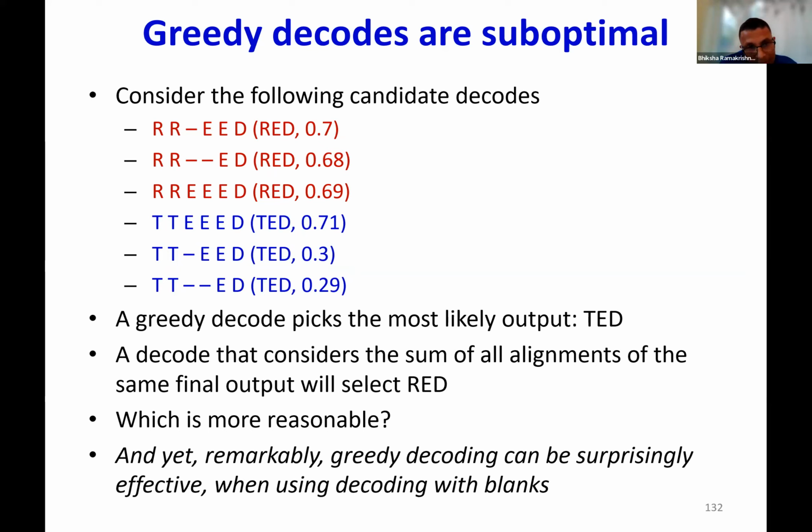We want to pick the symbol sequence whose total probability across all alignments is highest. Not merely the symbol sequence whose most likely alignment has the highest probability, but the symbol sequence whose total probability across all alignments is the largest. Now, the surprising thing is that because of the way blanks work, if you simply pick the most likely one, you tend to get the correct thing most of the time.